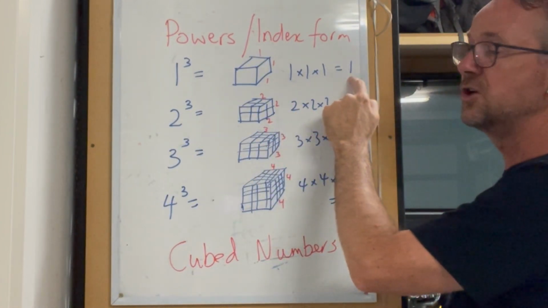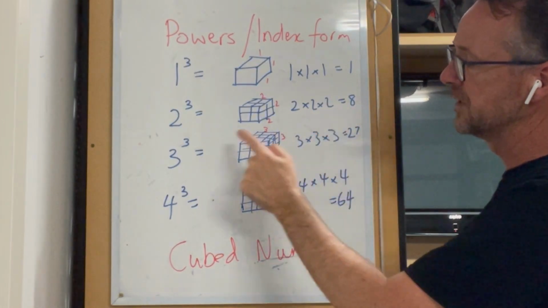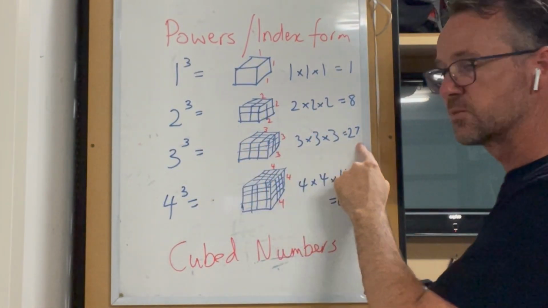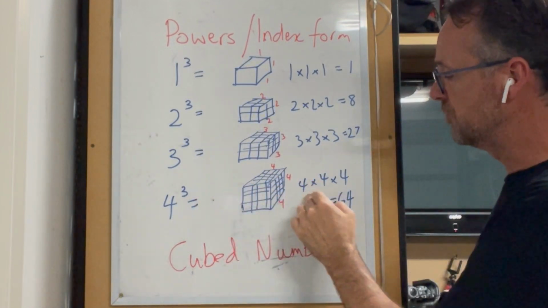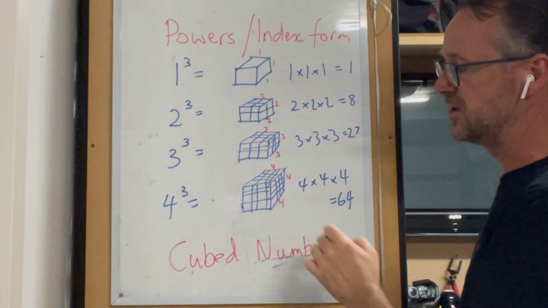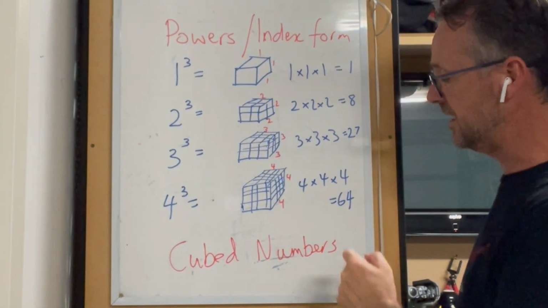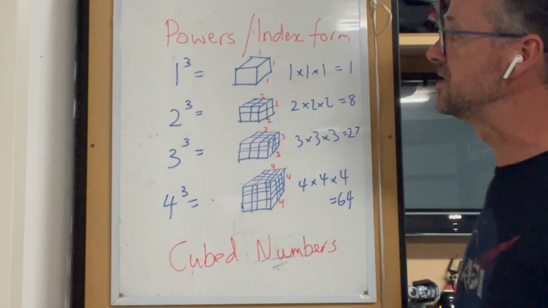So 1 is a cube number, 8 is a cube number. 3 follows that pattern, so 27 is a cube number. 4 follows that same pattern of 4 by 4 by 4. So they're the dimensions of our cube here, and that gives us our cube number of 64.